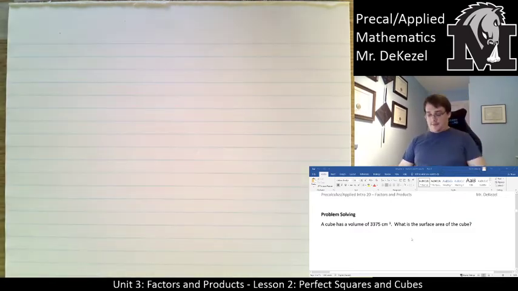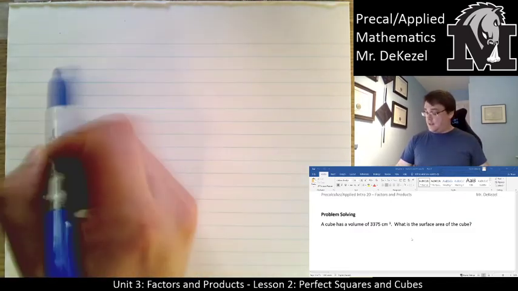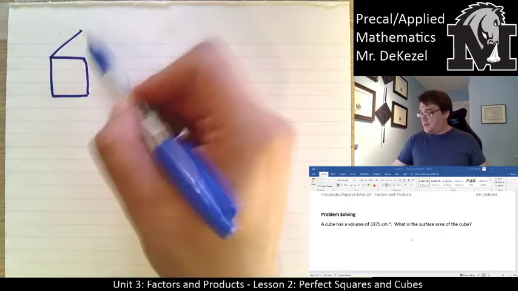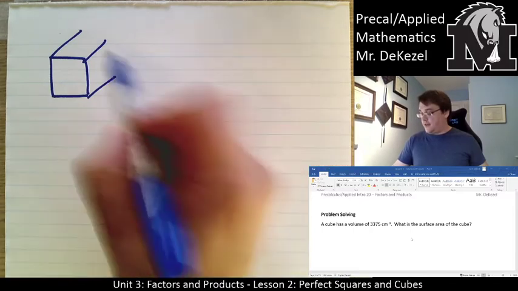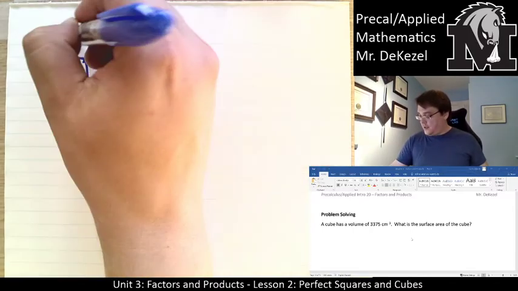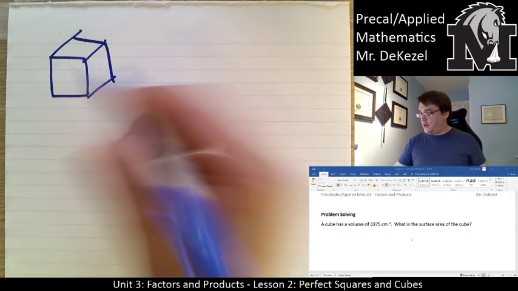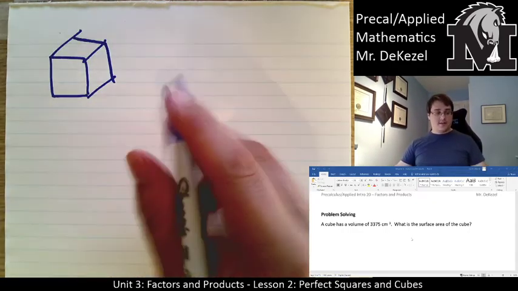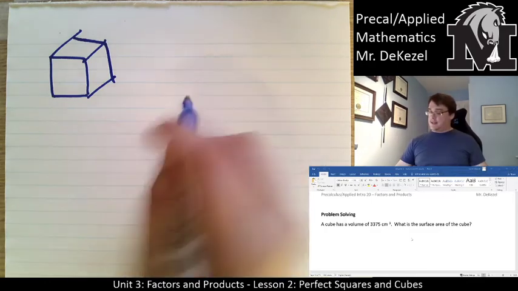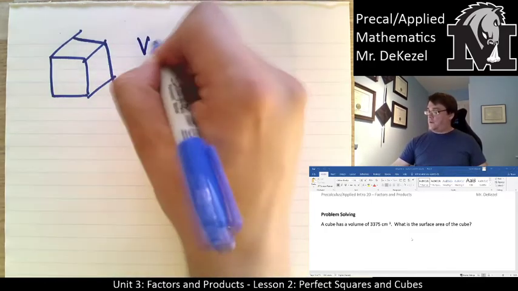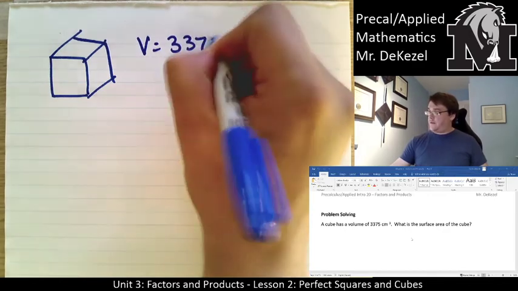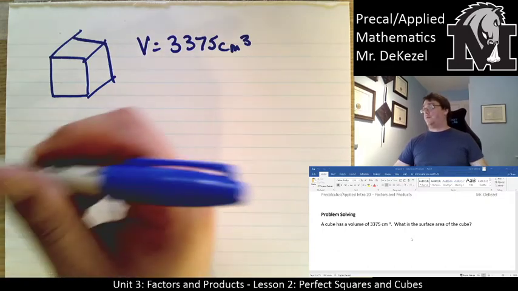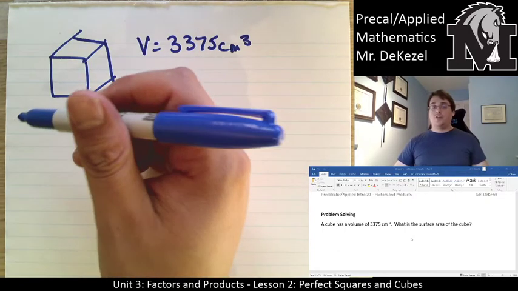So we have a cube, and yes, I'm going to draw it. I'm going to draw a square, then draw lines back the same length, and straight down. This should not have been so long. It should have been more straight across. But there you have it, a cube with a couple of tails. No big deal. And it tells us that the volume of this cube is 3375 centimeters cubed. It wants to know what the surface area of the cube is.